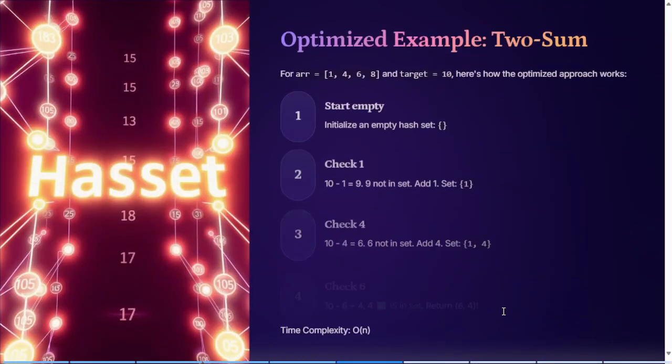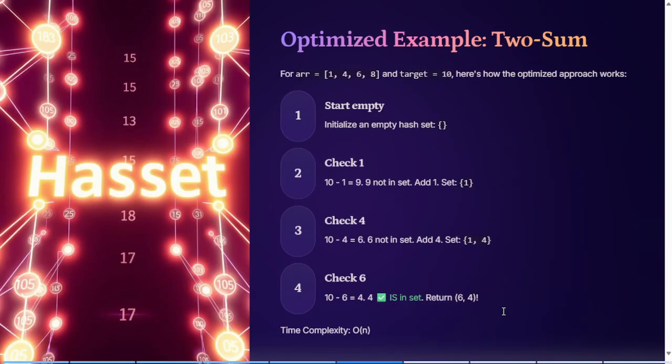Let's see how it happens. Let's take the same array 1, 4, 6, 8 and the same target, 10. In step 1, we start with an empty set. Then we check for 1. 10 minus 1 is 9. If 9 is not in the set, we add the number we took from the list into the set. So the set is now 1.